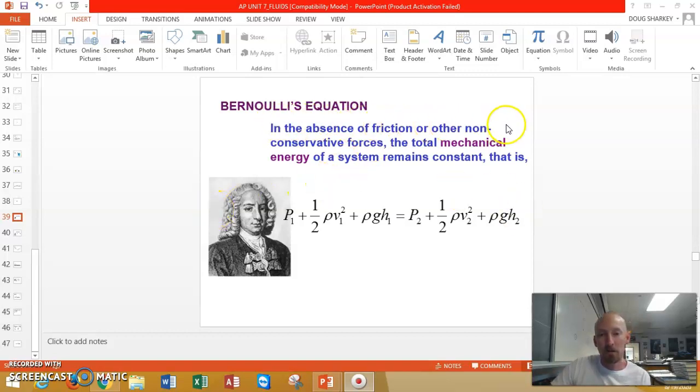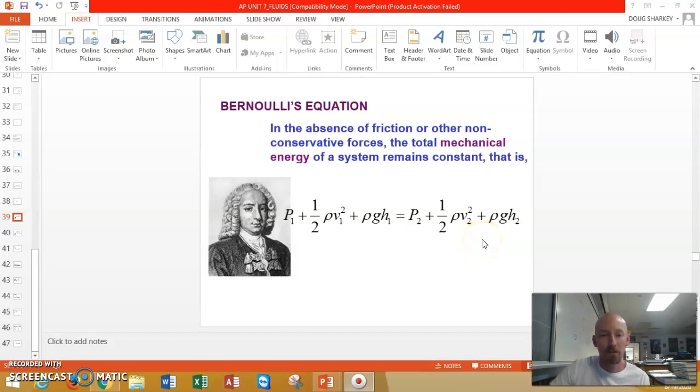So if you read up here, you see that in the absence of friction or other non-conservative forces, the total mechanical energy of a system remains constant. And it's that second part. The total mechanical energy of the system remains constant. Where have I heard that before? Conservation of energy. Oh my God, you're right. It's the conservation of energy. Holy cow. This is conservation? We did this last year.